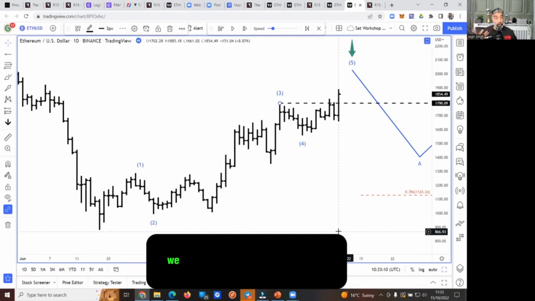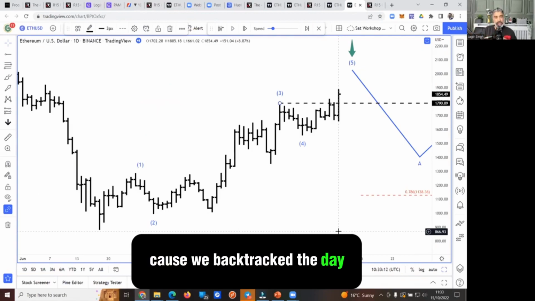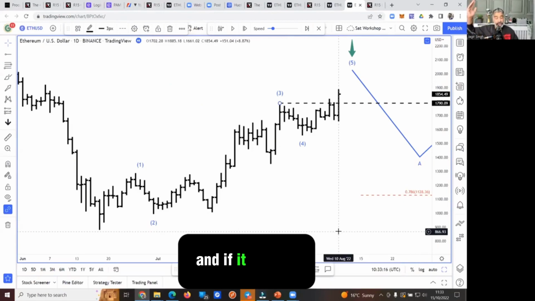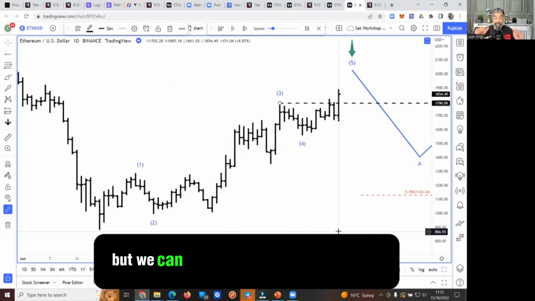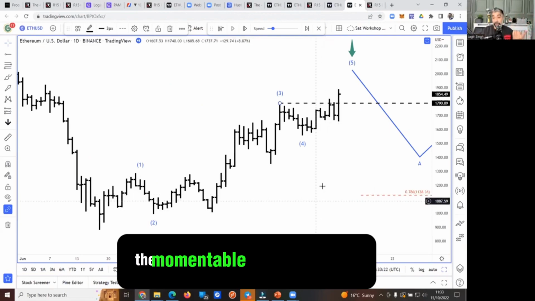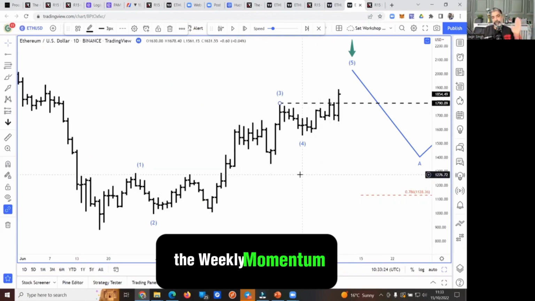Now in this scenario, we know where the end is because we've backtracked the data. With our current stuff, when we go long on Ethereum, and if it unfolds, we don't know, but we're going to apply the exact same principle. So that's number 1, pattern position. The momentum will really help as well. The weekly momentum and the daily.